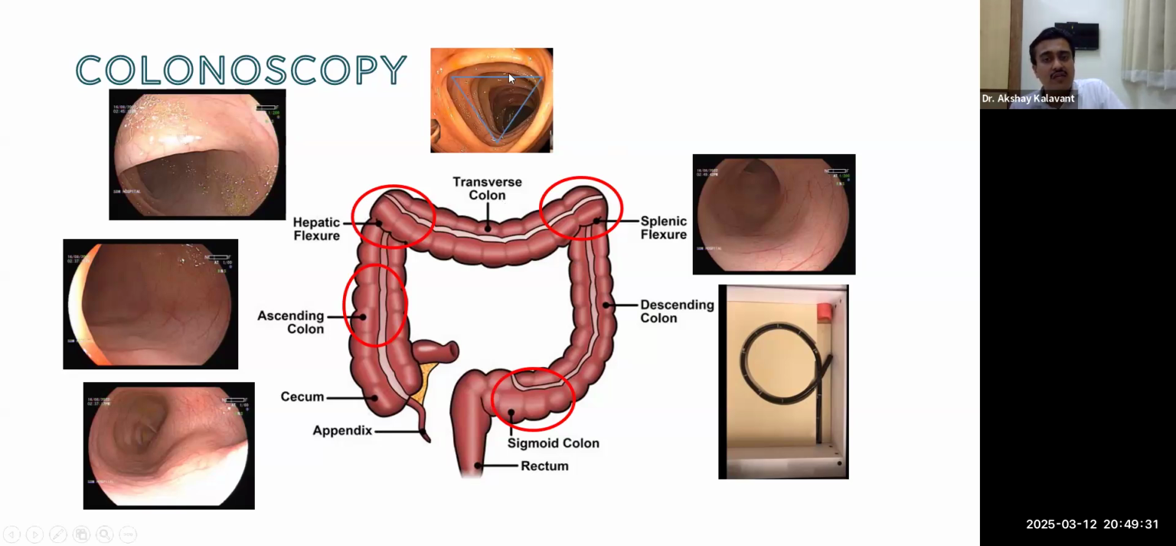And the transverse colon is the one which gives a triangular shape. So once you see a triangular shape of the lumen, that means you are in the transverse colon.